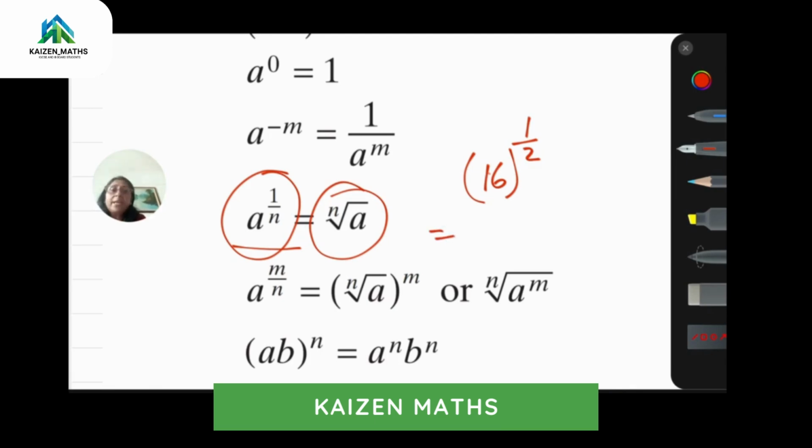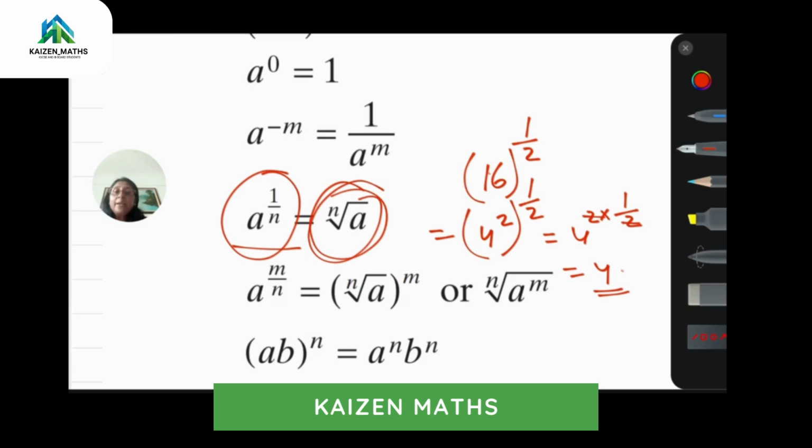16 can be written as 4 to the power 2, isn't it? And whole to the power 1 upon 2, right? So what we will do? Multiply, because we know that. So 2 multiplied by 1 upon 2, the 2s cancel, we have 4. So our answer is 4, isn't it? That means that is the square root of 16, right? So if we have a raised to the power 1 upon n, it can be in the form of a root.